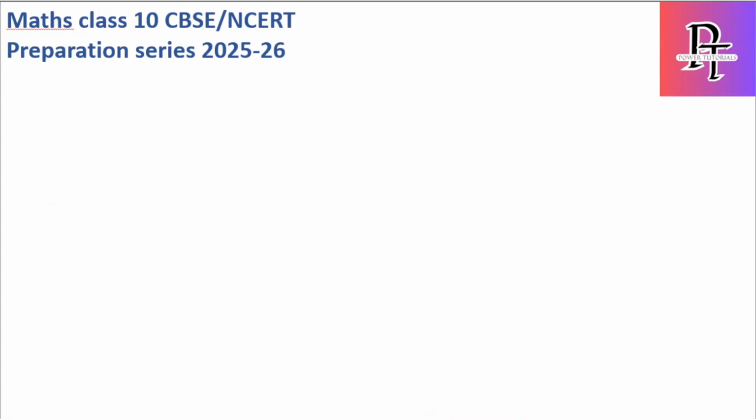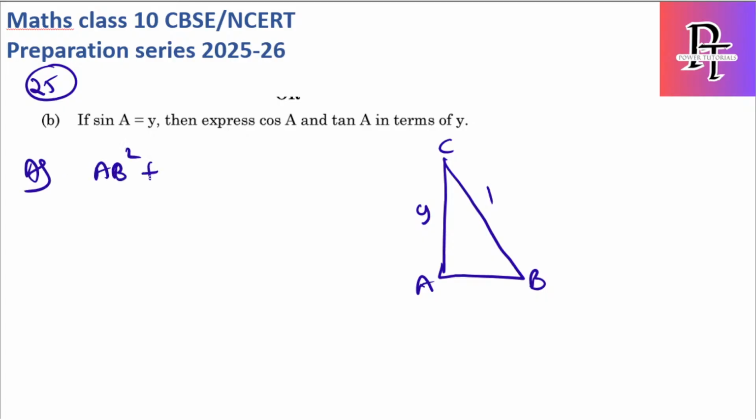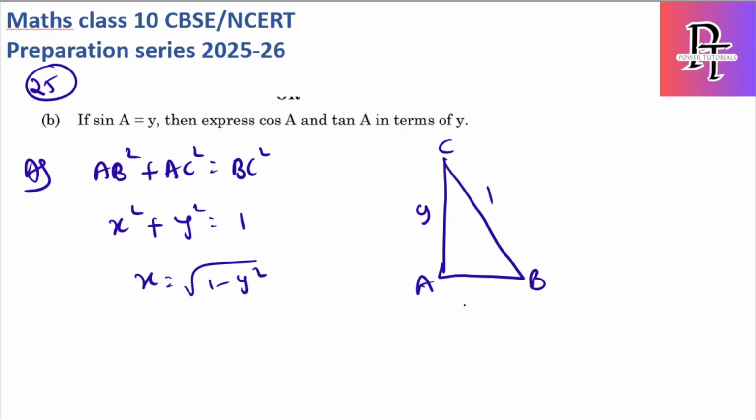Okay. Let's move to 25th question. If sin a is equal to y, then express the value of cos and tan in terms of y. So this is easy. We have to use the triangle concept, then it will easily solve this type of question. So sin a is opposite by hypotenuse. So hypotenuse is 1. Using Pythagoras theorem, if I write triangle abc, then what is Pythagoras theorem? AB square plus AC square is equal to BC square. Sum of squares of the two sides is equal to square of the hypotenuse. So AB we need to find, and I'm writing it as x. AC we know, y square. BC is 1. So the x value is root of 1 minus y square.